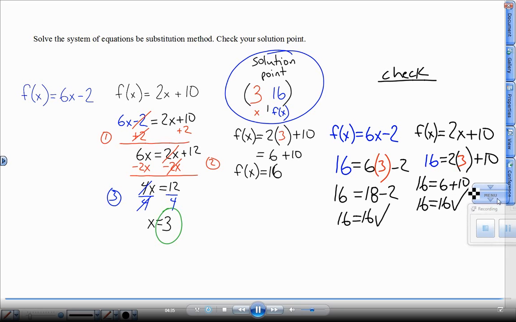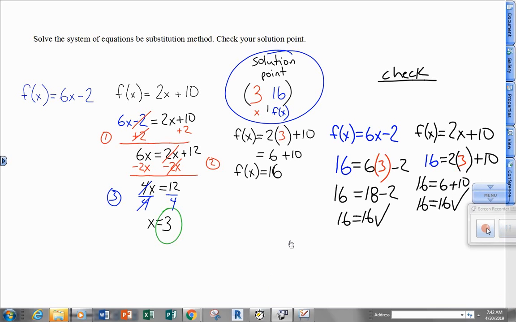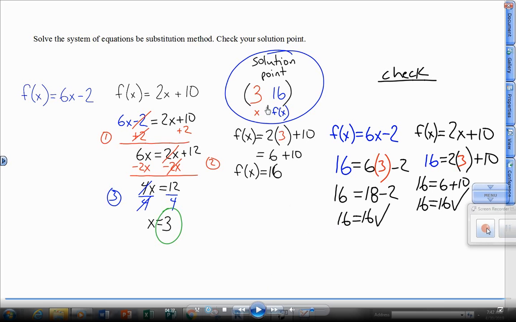All right, the last word is systems. Systems. And again, you would have got that same coordinate if you graphed these both. This one has a y-intercept of negative 2 and a slope of 6 over 1, up 6. This one has a y-intercept of 10 and a slope of 2 over 1, up 2. Good luck.